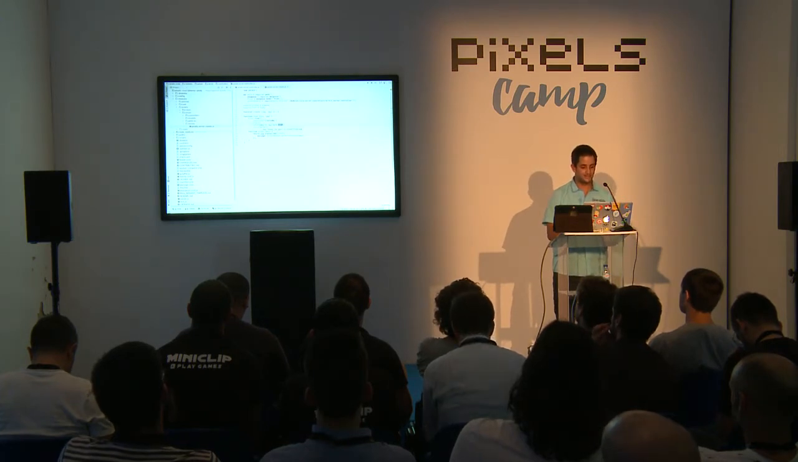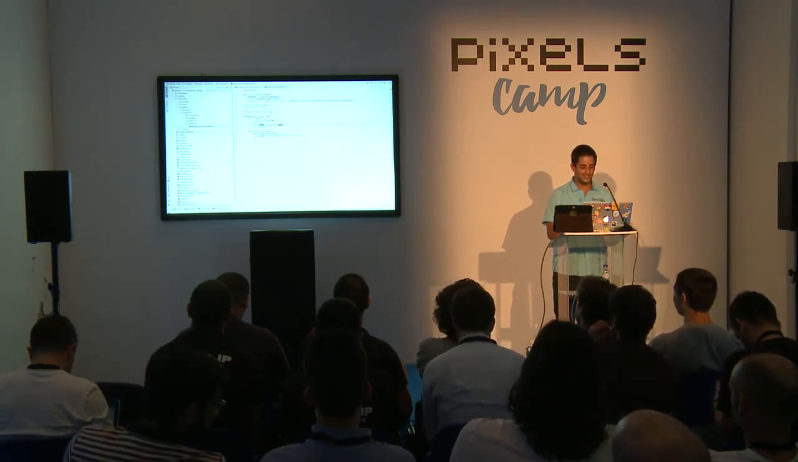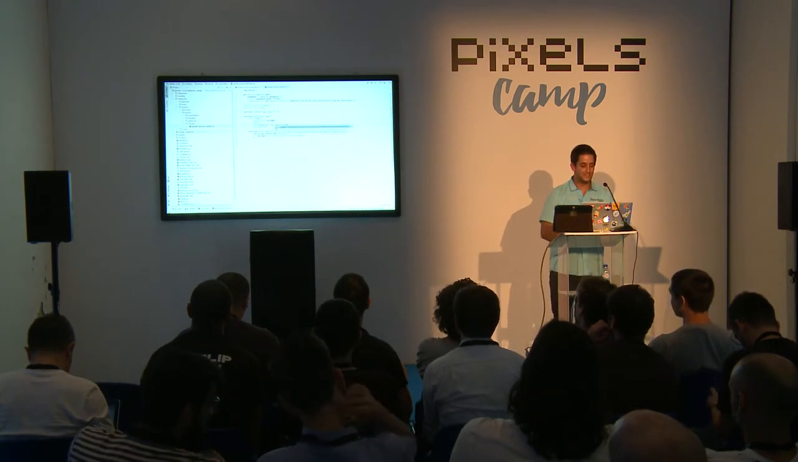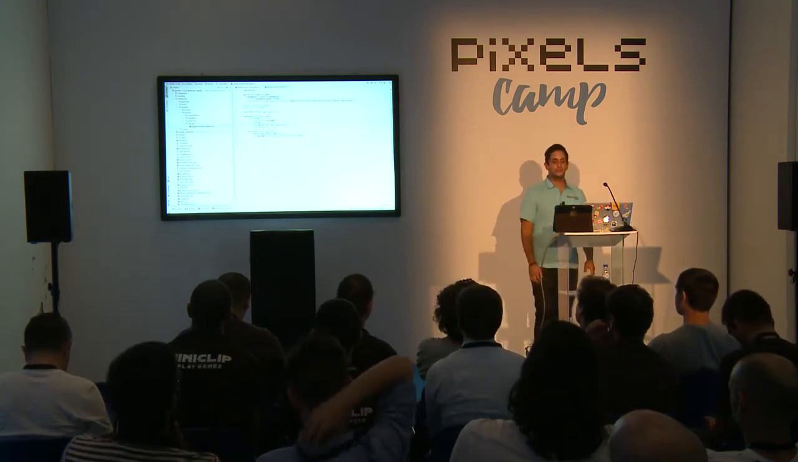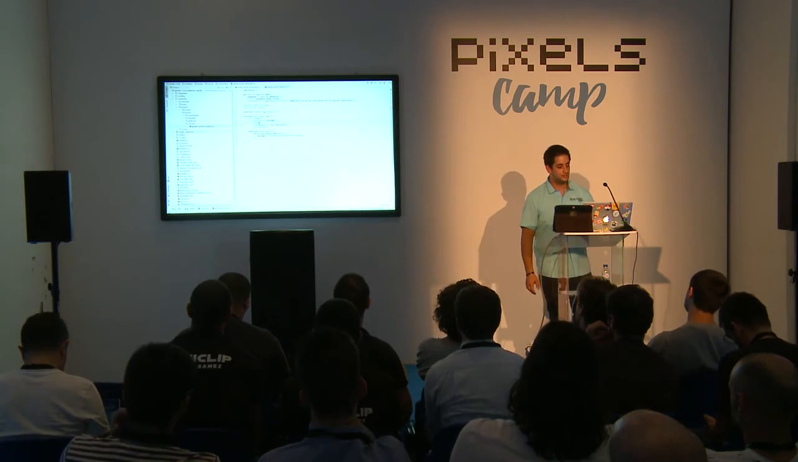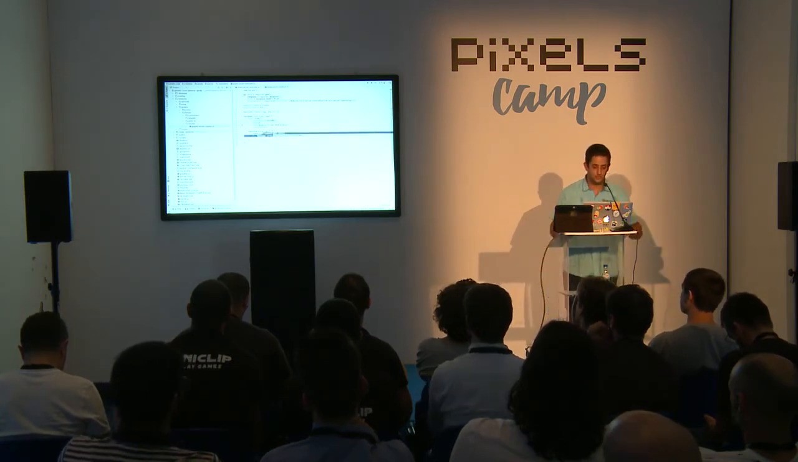Pixels. And if there is an error, I call the function error, and I show the error to the user. Okay?